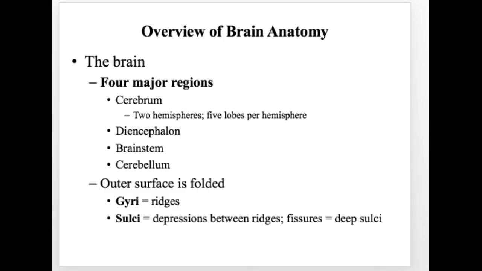For an overview of brain anatomy, the brain is made up of 4 major regions. The cerebrum, which consists of 2 hemispheres and 5 lobes per hemisphere. The diencephalon, which includes the thalamus and the hypothalamus. The brain stem, which includes areas like the pons and the medulla. And lastly, the cerebellum.